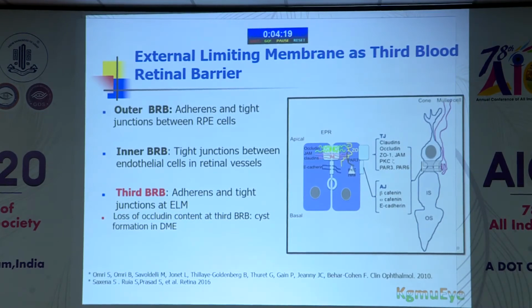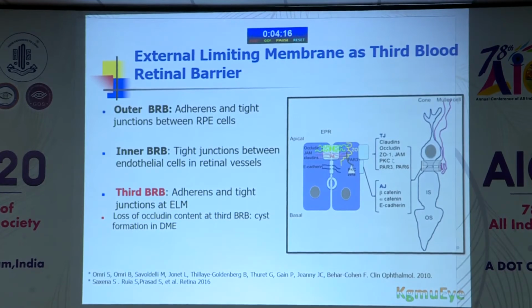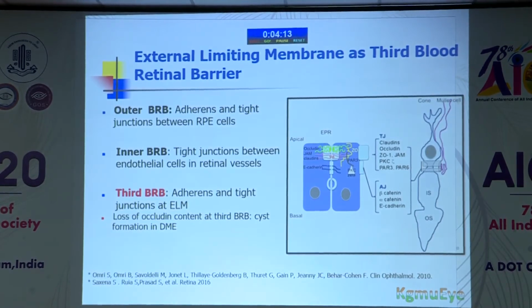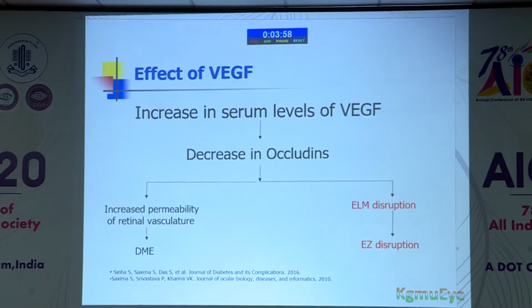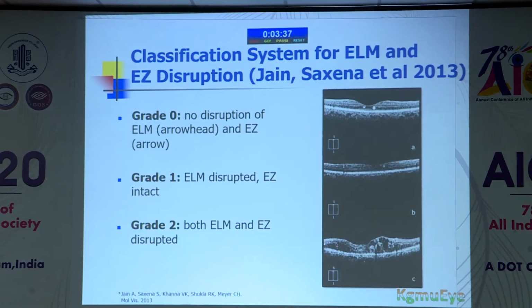Now, our work has been focused for the past 10 years, and we have found that the external limiting membrane may work as the third blood retinal barrier because that layer has the tight junctions, and this layer also has a protein by the name of occludin. As there is an increase in the serum VEGF level, there is a decrease in the occludin levels, and this leads to an increased permeability of the retinal vasculature, causing DME, as we know. And also what we found is that it causes a disruption of the ELM and subsequently the ellipsoid zone disruption.